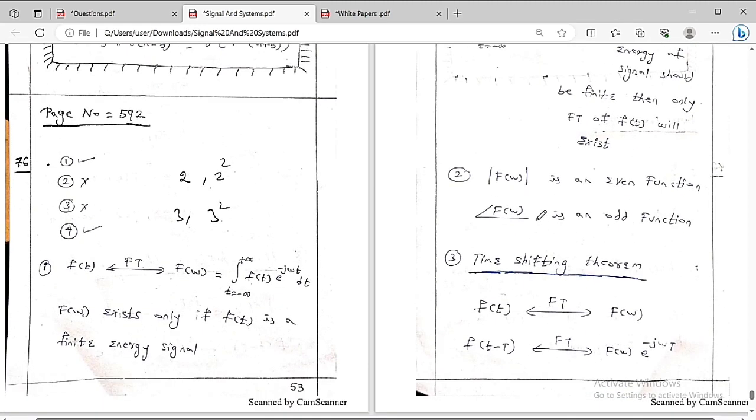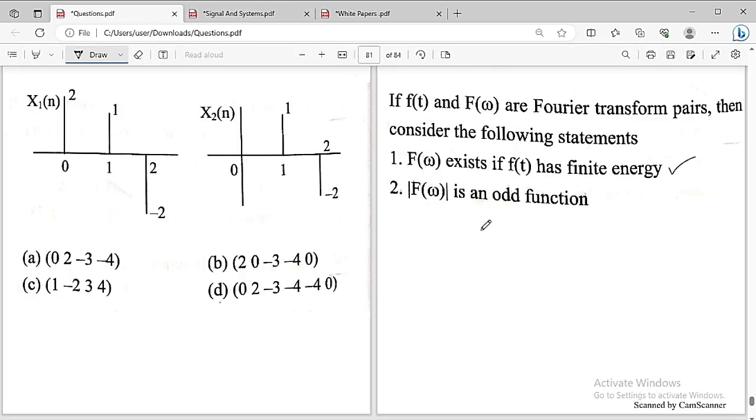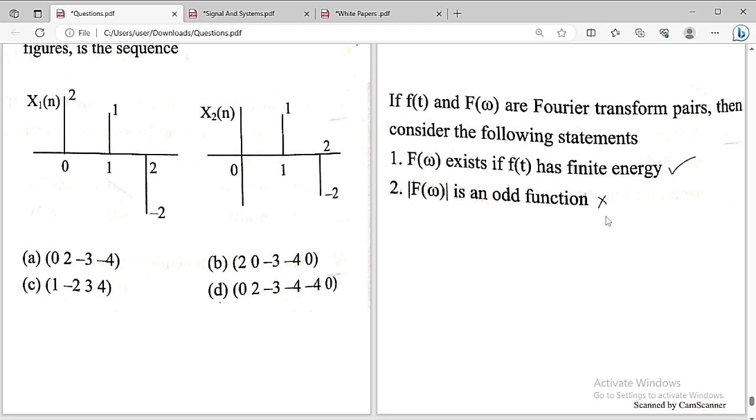Now the second statement. I have already told you F of omega is a complex number. There is a real part and an imaginary part. So the modulus of F of omega is always an even function, whereas the phase angle of F of omega is always an odd function. But in statement 2, what they have given is that mod of F of omega is an odd function. That is wrong. It is actually an even function. So statement 2 is wrong. The modulus of F of omega is always an even function, whereas the phase angle of F of omega is an odd function.